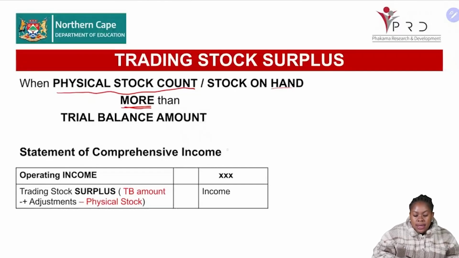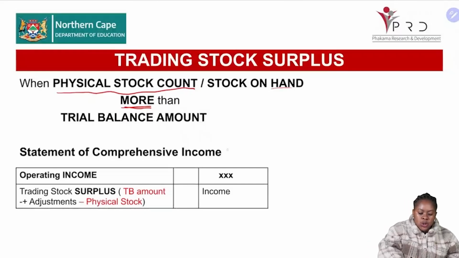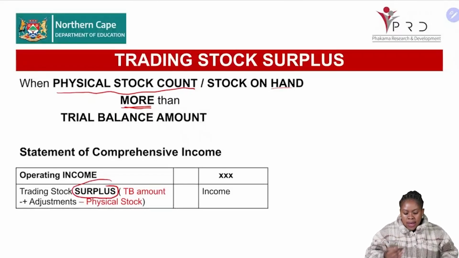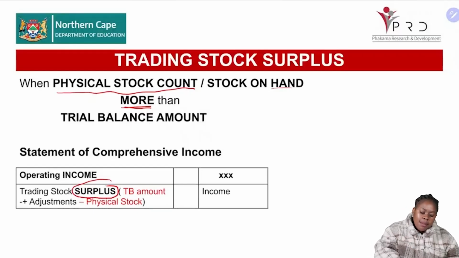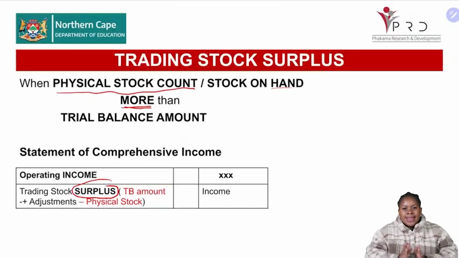Okay, then how do I record this in my income statement? In my comprehensive income statement, this is the way I'm going to record it. It's a surplus, right? So surplus is an income. So it means that I'm going to record it under my operating income. And then I'm only going to record the surplus, the difference between the two, the 20, basically. Okay. Now, the most important part, you must always show your workings.